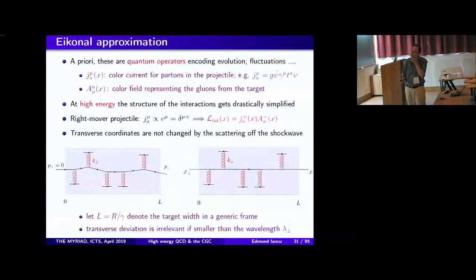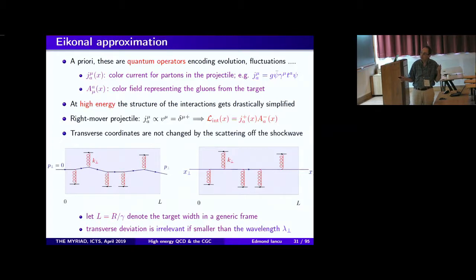And the point is that at high energy, there are important approximations. So a priori, J mu is a color current for the particle in the projectile. If the particle was a quark, that was the expression of the current operator, psi bar and psi Dirac operators. And A mu is a color field, the gluon field from the target. But at high energy, the structure of the interaction gets drastically simplified. First of all, just by kinematics, because the current is a right mover, and since the current is proportional to the velocity of the particle, the right moving ultra-relativistic particle has only one component, with the advantage of using light-cone coordinates, only a plus component.